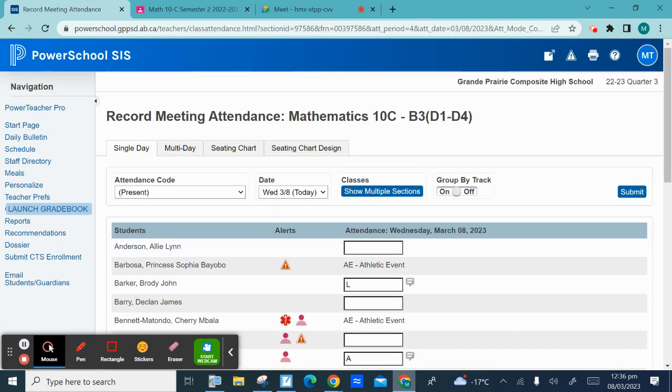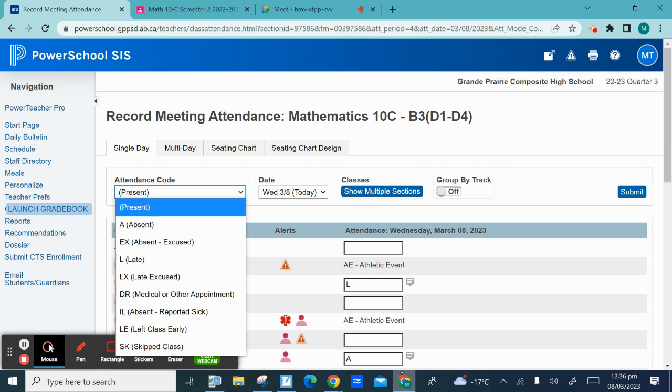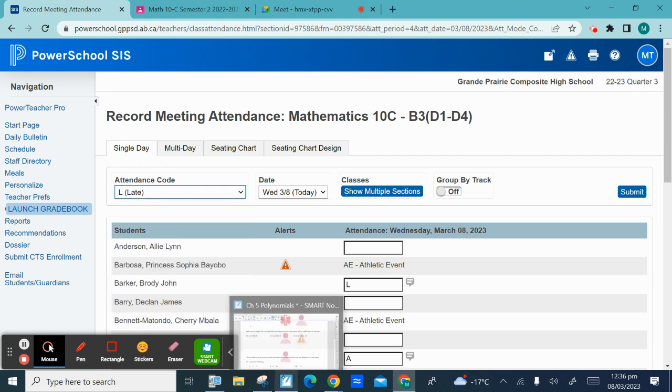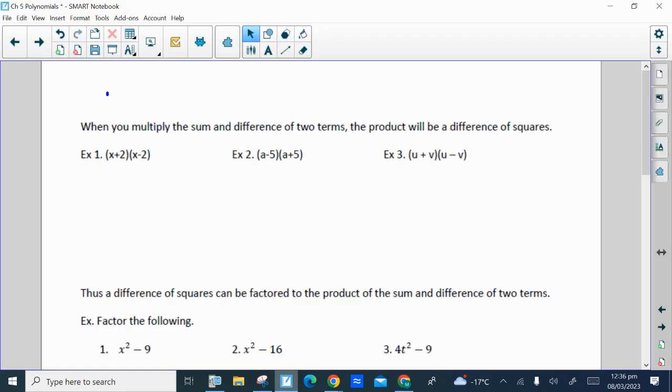Okay, so two more types of factoring that we are going to learn. As an introduction into the first type, when you multiply the sum and difference of two terms, the product of them will always be a difference of squares. So what this means, like the x plus 2 and the x minus 2, it's the sum of x plus 2 and the difference between x and 2. That's the sum and difference of terms. So let's see what happens when we multiply this out.